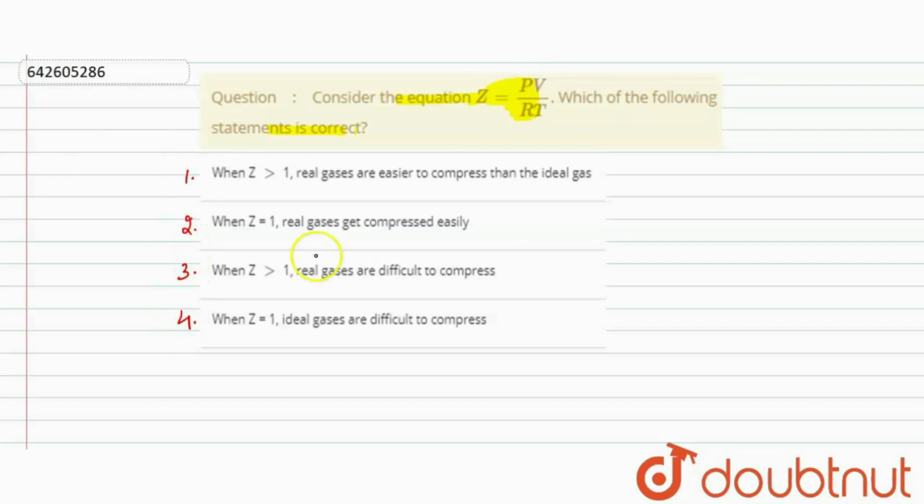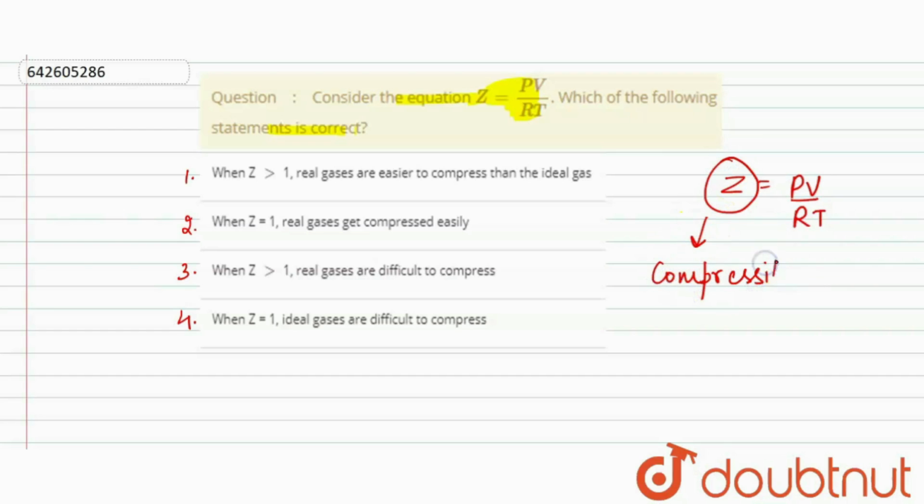So here we have the first option: when z is greater than 1, real gases are easier to compress. When z is equal to 1, real gases get compressed easily. When z is greater than 1, it is difficult to compress, and z is equal to 1, ideal gases are difficult to compress. So we have the equation z is equal to PV by RT, and we know that here z is our compressibility factor.